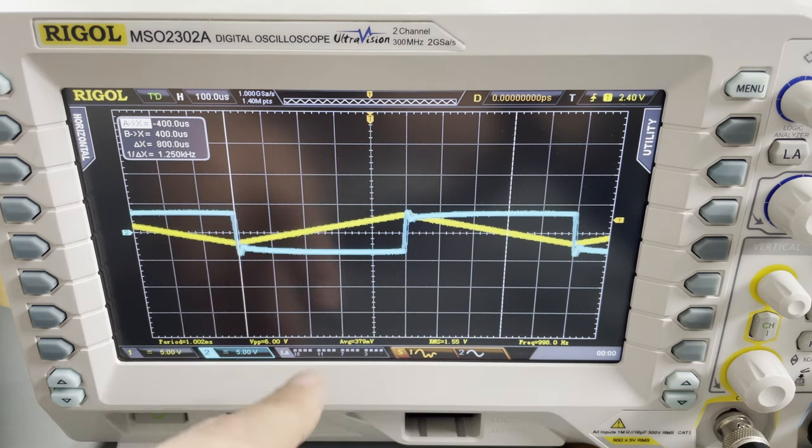Again, I don't know if I'm saying this too many times, but remember that it is the negative derivative. So it will be flipped from what you would be expecting if you're just thinking of a simple derivative.